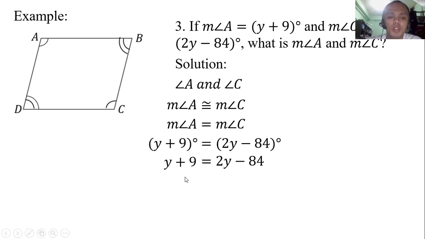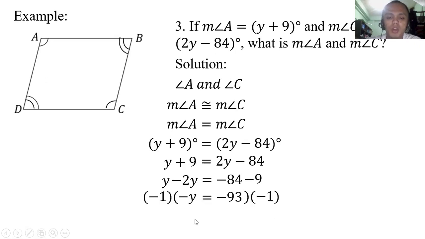Then transpose 2y to the other side. We have y minus 2y equal to negative 84. Transpose 9 to the other side. We have negative 9. Y minus 2y is negative y equal to negative 84 minus 9 is negative 93. Then, multiply both sides by negative 1. Then we have y equal to negative 93 times negative 1 is 93.